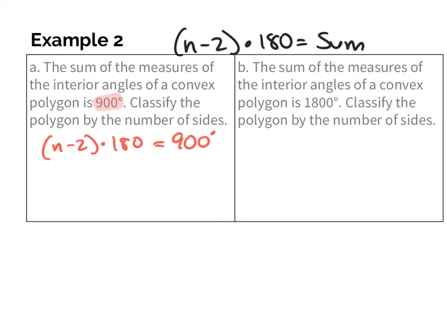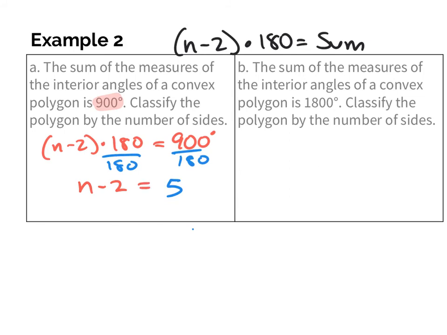And we're going to do this in reverse. Think of the formula, n minus 2 times 180, so I'm going to do the inverse. First I'm going to divide both sides by 180. By doing that, I'm going to get 5. So that means n minus 2, the number of sides minus 2, is going to equal 5.